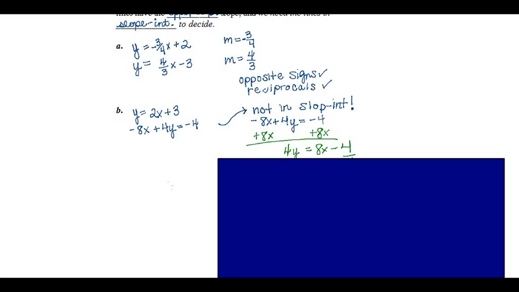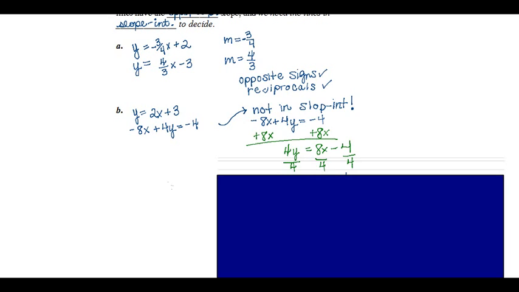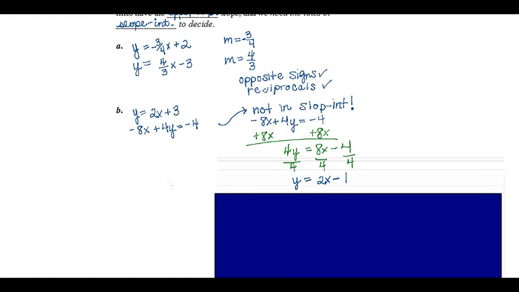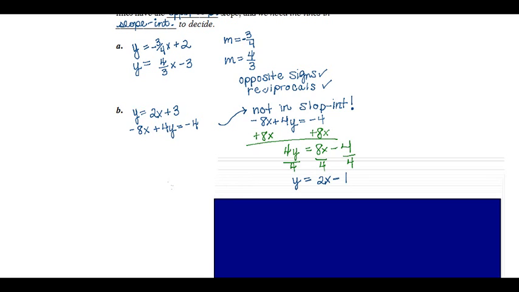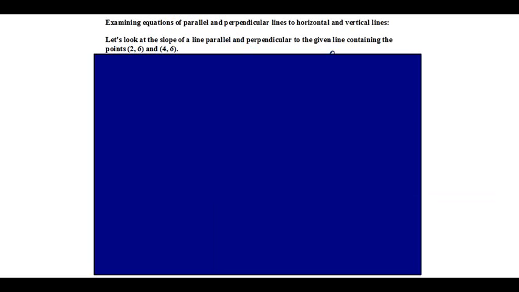Then we can look at getting 4y by itself. We need to divide every part of the equation, both sides, by 4. That leaves me with just a single y on the left, and then 8x over 4 reduces down to 2x, and -4 divided by 4 simplifies to -1. Now we can look at our two equations in slope-intercept form. You'll see those circled in red, and notice that both slopes are equal to 2. Those are the same, so our lines are parallel.